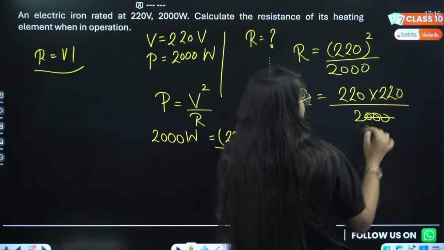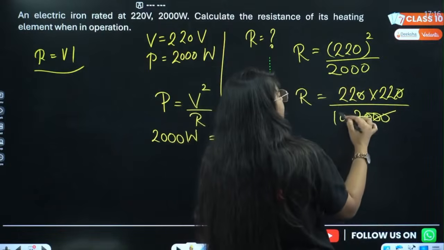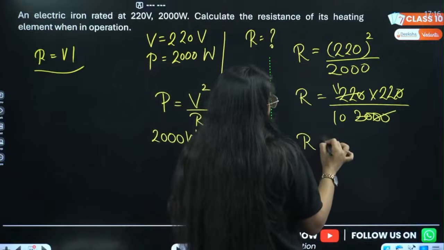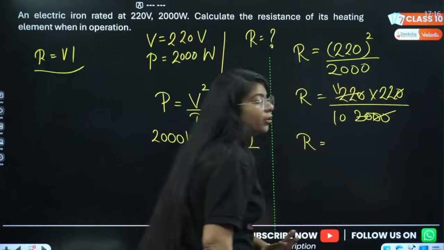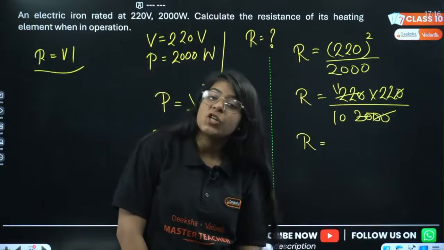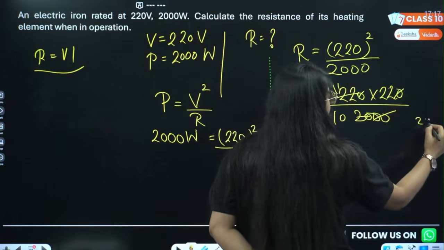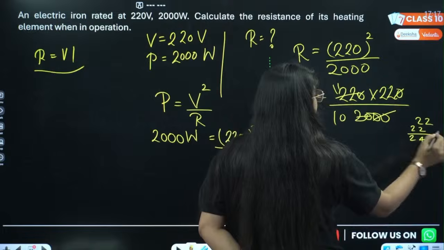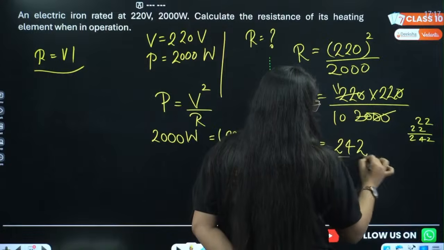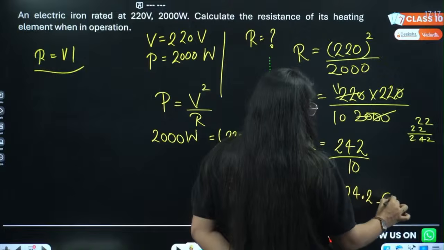Correct? So R will be 220 into 220 divided by 2000. So these two zeros will be cancelled out, right? This will be 10 and this will be 11 if you divide it by 2, right? So that's how you do the calculation. Don't sit and do 2000 into 220 into 220. That's not the right way. Okay? First solve the fraction as much as you can simply. Now here you don't have to do anything. 11 into 22, that will be 22 into 22, 242. So 242 divided by 10. So R is 24.2 ohm.